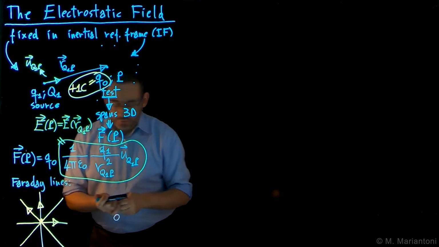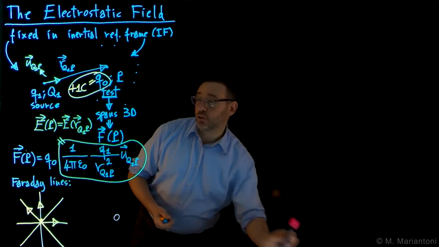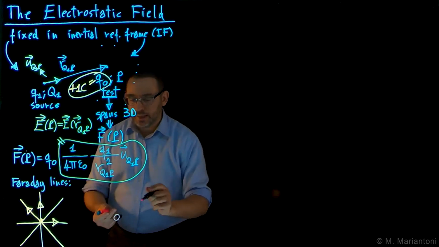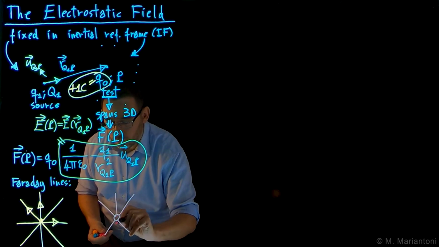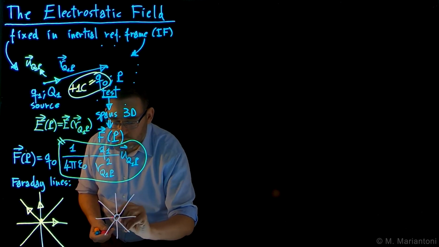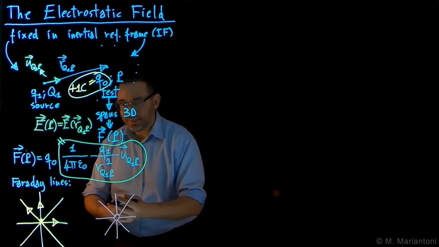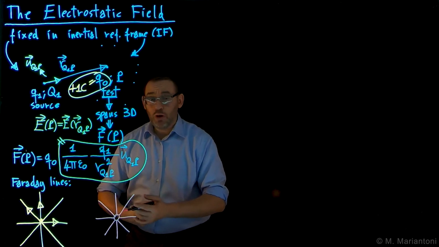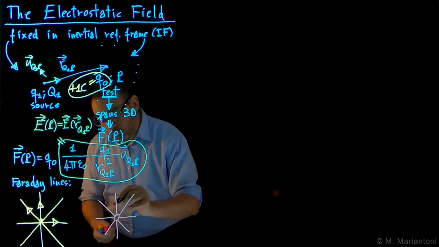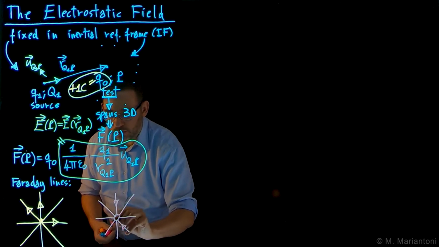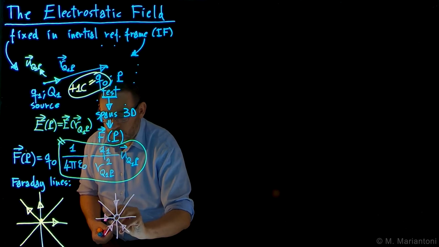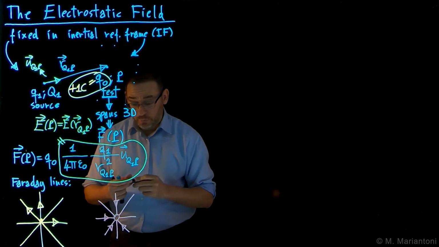In the case of a negative charge, since the test charge is still plus 1 Coulomb, the test charge, instead of going away from the source charge, will go towards the source charge. It will be attracted to it along all these lines. Of course, you need to draw these arrows everywhere.